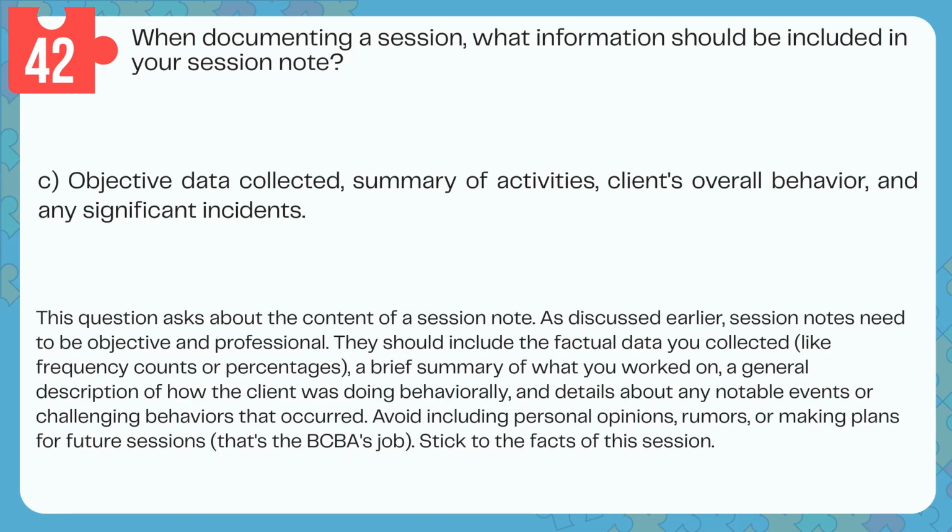Answer C. Objective data collected, summary of activities, client's overall behavior, and any significant incidents. This question asks about the content of a session note. As discussed earlier, session notes need to be objective and professional. They should include the factual data you collected, like frequency counts or percentages, a brief summary of what you worked on, a general description of how the client was doing behaviorally, and details about any notable events or challenging behaviors that occurred. Avoid including personal opinions, rumors, or making plans for future sessions. That's the BCBA's job. Stick to the facts of this session.